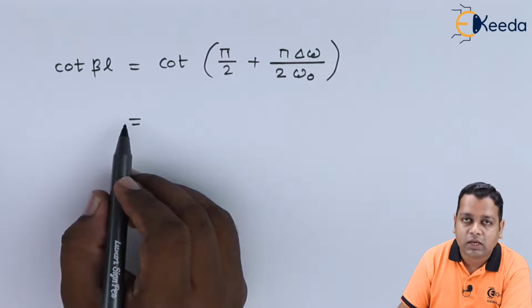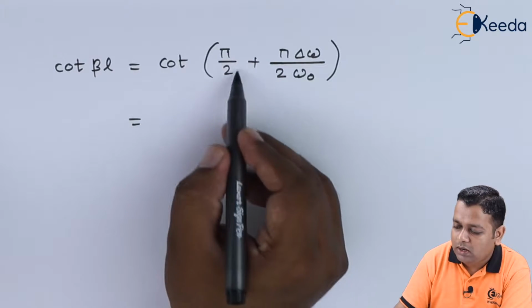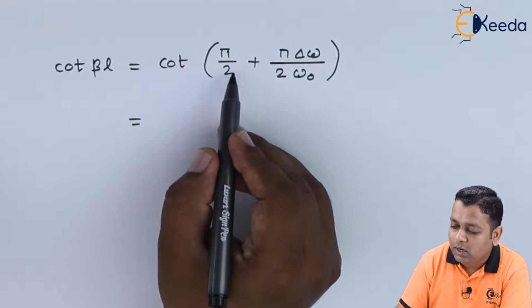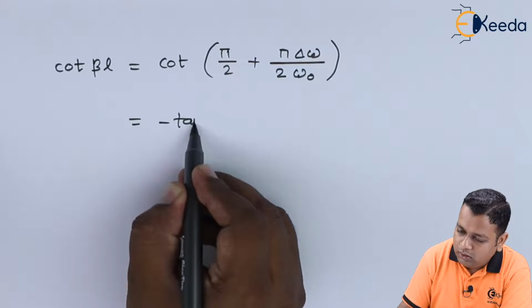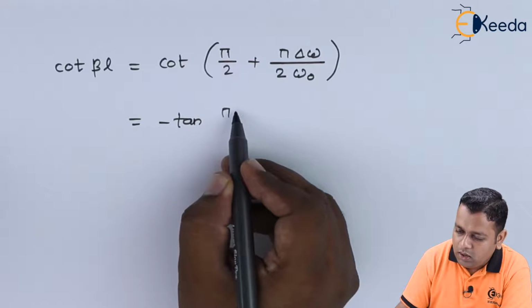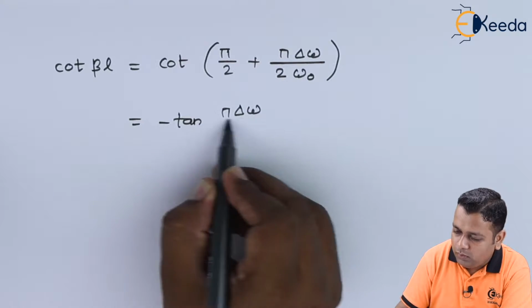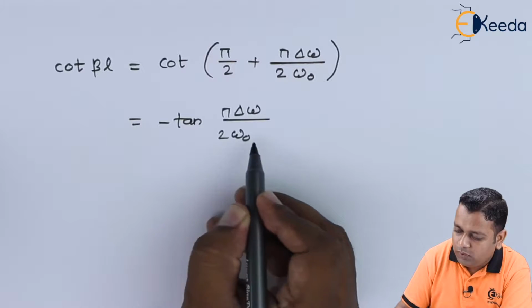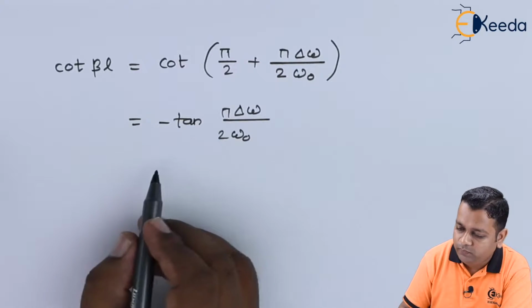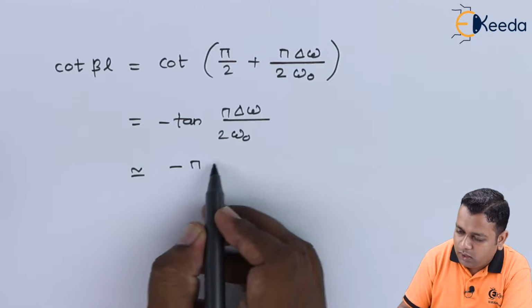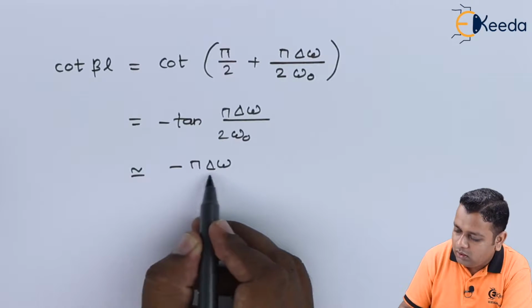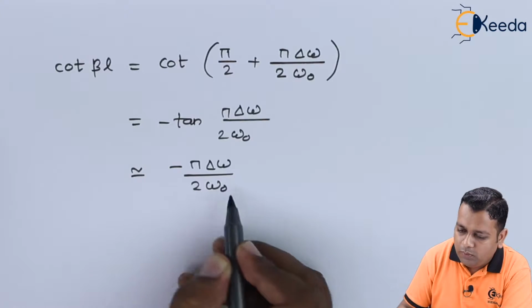So this can also be expressed in the form where pi by 2, that means 90 degrees, plus minus of the tangent function of pi into delta omega divided by twice omega 0, the resonant frequency, which can be further approximated to minus pi into delta omega divided by twice omega 0 here.